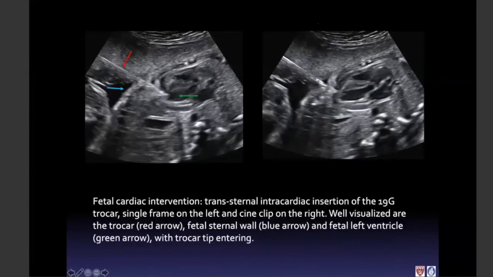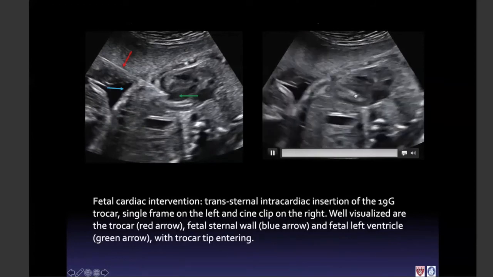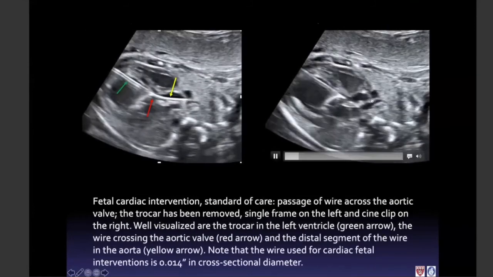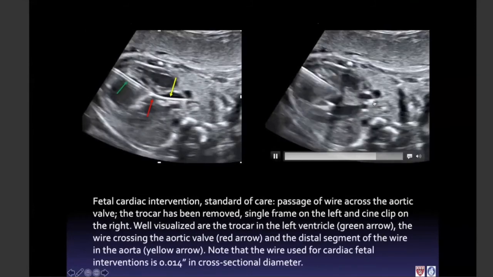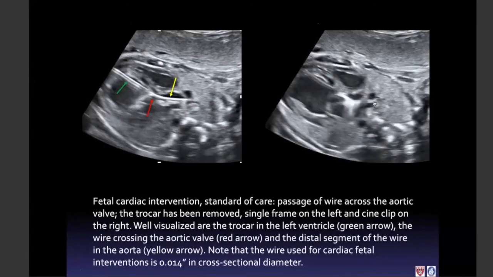And then here you see the trocar going transsternally into the left ventricle. Here you see the guide wire passing through the aortic valve into the aorta for balloon dilatation. They've done several hundreds of cases now.